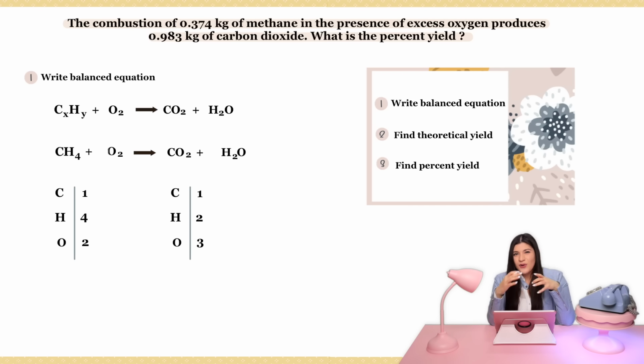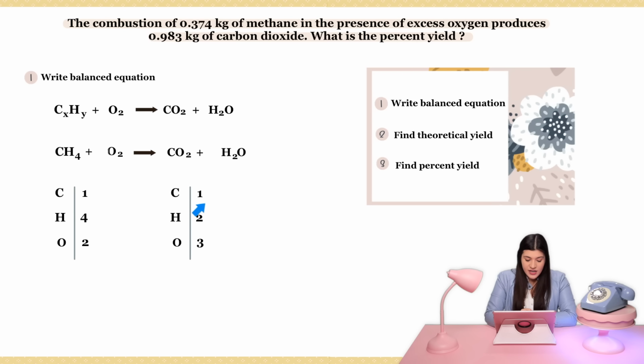Just a rule of thumb for balancing, always leave oxygen to the very end, because it tends to work itself out, or get a little bit confusing if you start there. So I'd say start off with anything other than oxygen. I would typically start off with carbon. However, carbon in this case is balanced already. So now I'm going to move on to hydrogen. I need 2 more here, right? Because this is 4 and this is 2. So I'm going to place a 2 in front so it can multiply with that hydrogen and become 4.